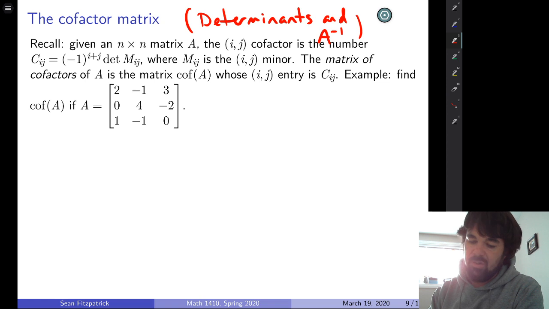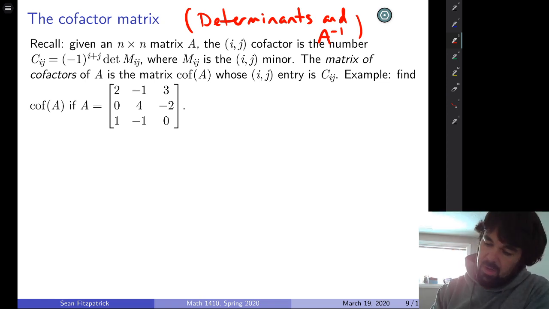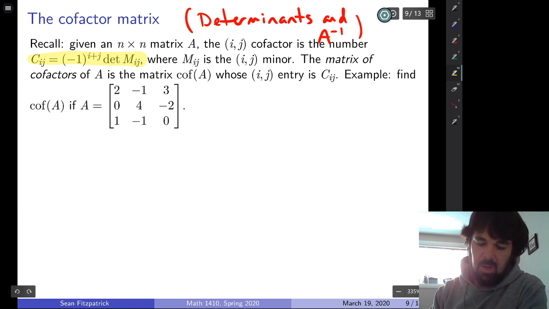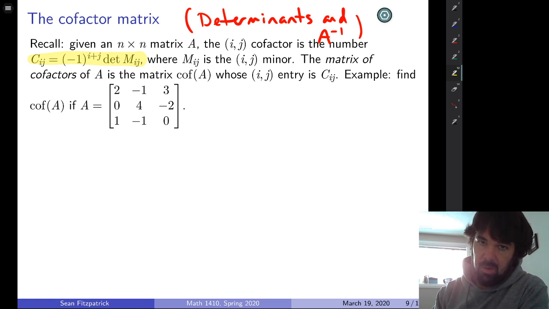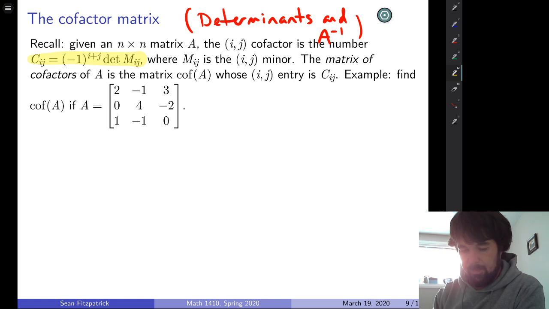Okay. So the starting point is this so-called matrix of cofactors. Again, here's that formula that I put up at the beginning. The cofactor is a number. The way you get that number from a matrix is you delete a row and a column, so you get a minor. For a given i and j, you delete row i, column j. You take the determinant, and then you multiply by this sign factor.